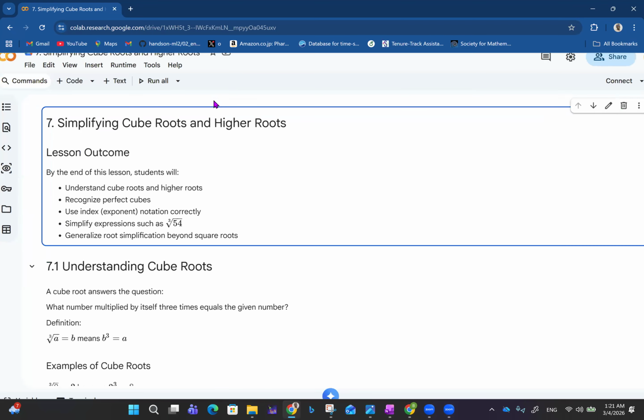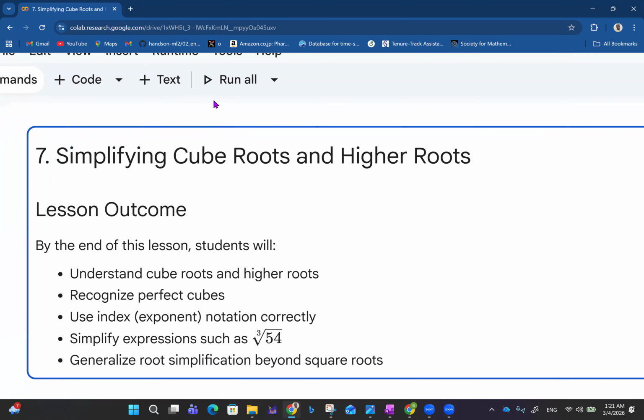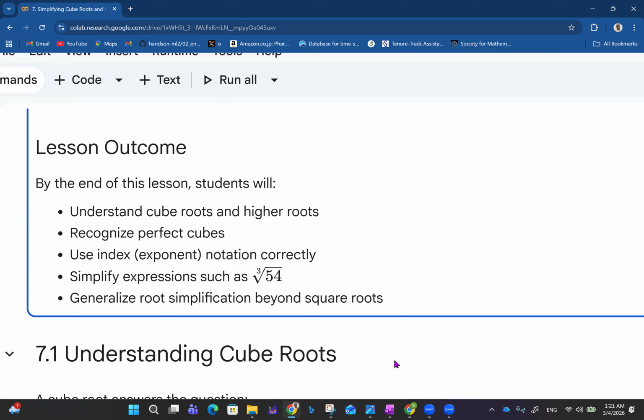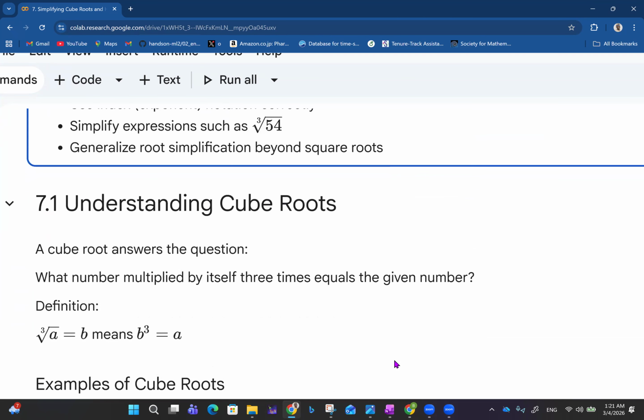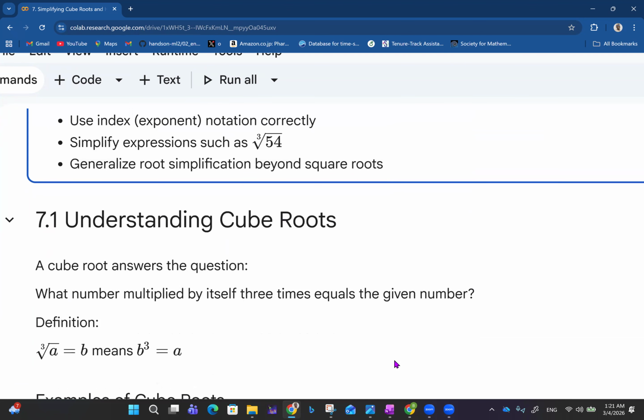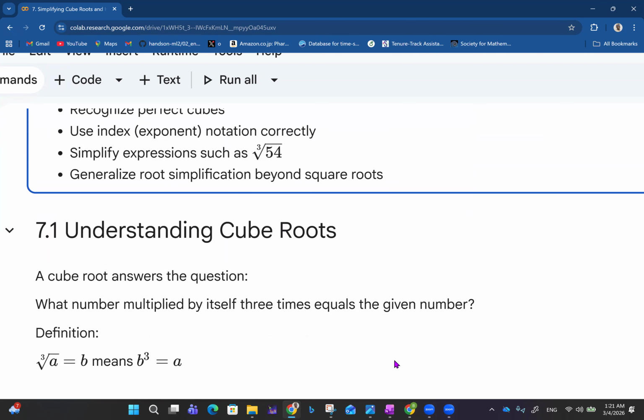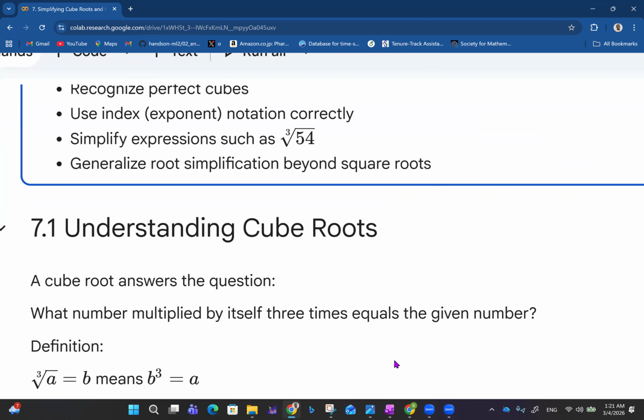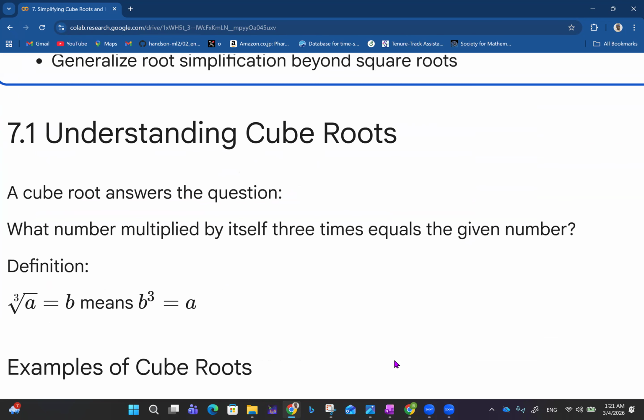So what's the outcome we expect? By the end of this lesson, you'll be able to understand cube roots and higher roots, recognize perfect cubes, use index or exponent notation correctly, and simplify expressions such as the cube root of 54, then generalize root simplification beyond square roots. That'll be one of our outcomes after this video.